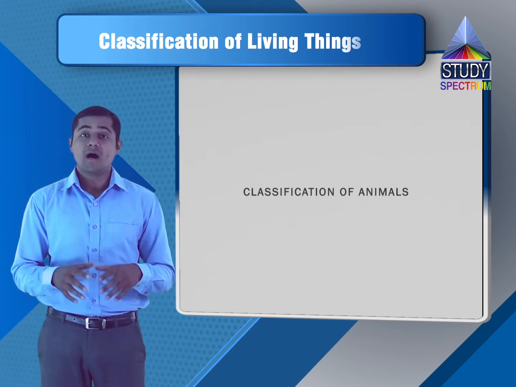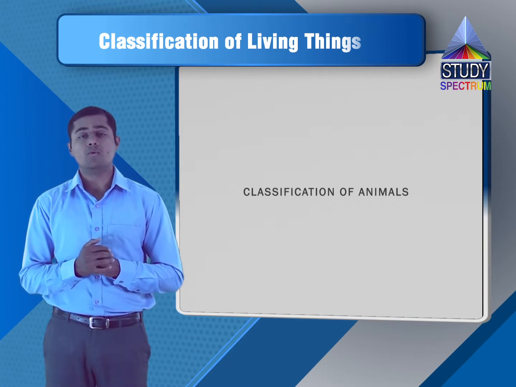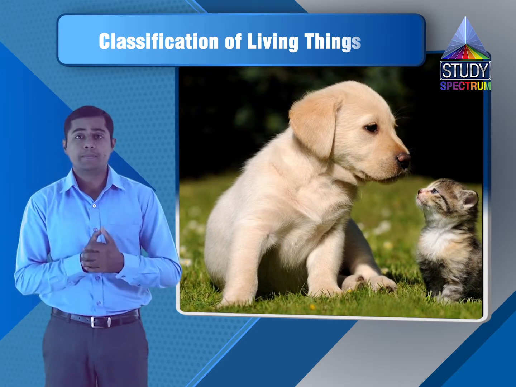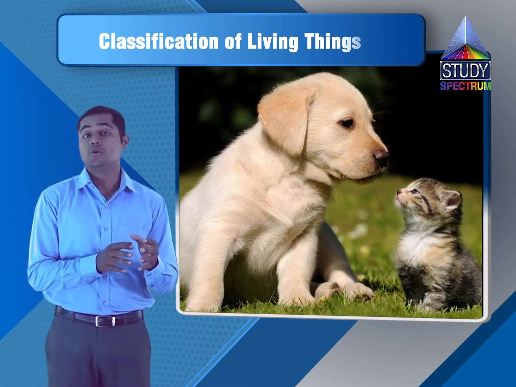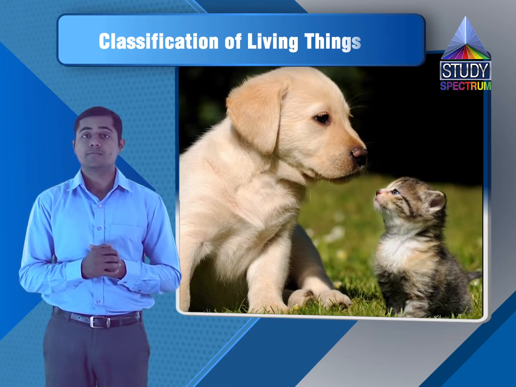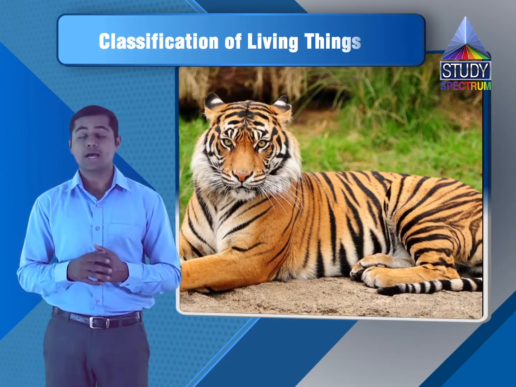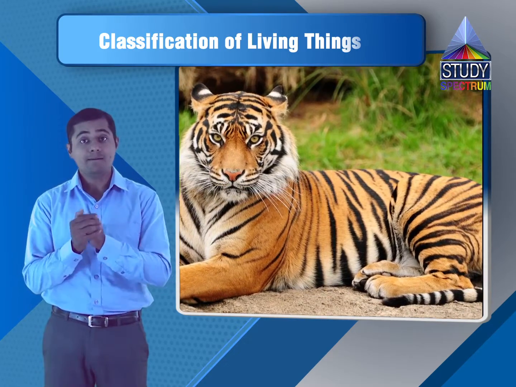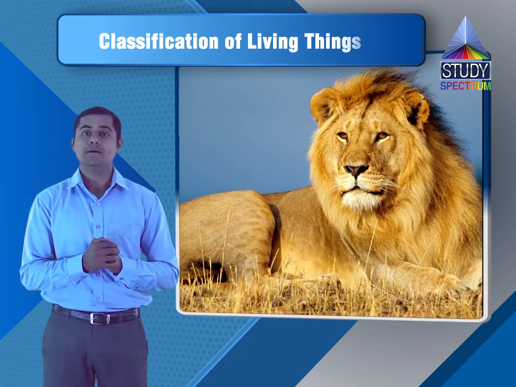So let's see how we can classify animals also. Now, tell me, which is your favorite pet? It may be a puppy, a dog, or a small kitten, or maybe some other pet. But can you imagine having a lion or tiger as your pet? Can you have a lion at your home? No, we cannot have. Why?